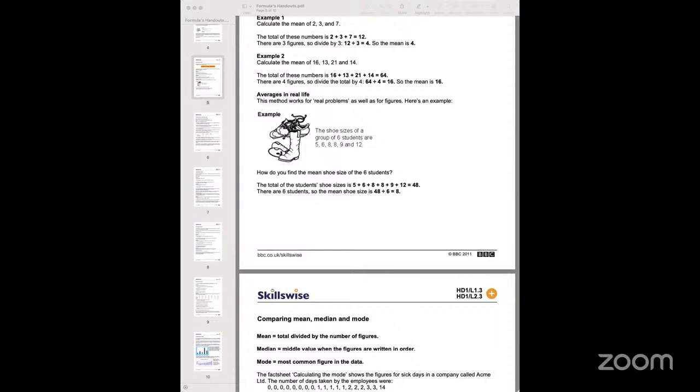Is that okay? So I put this formula on the WhatsApp group. Any other questions? Any other questions if anybody has?